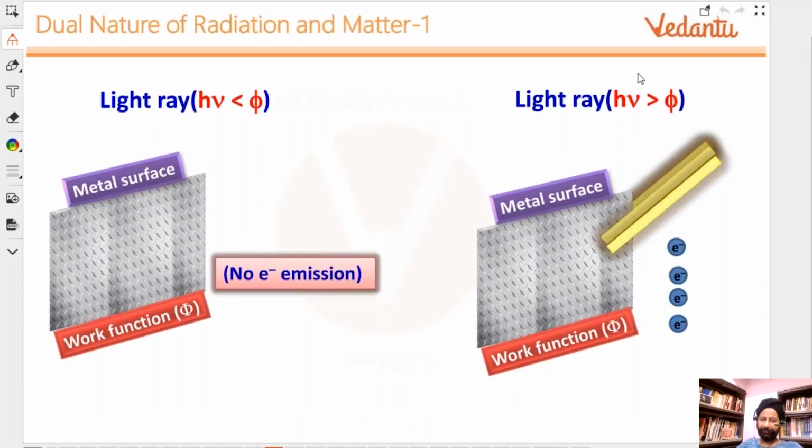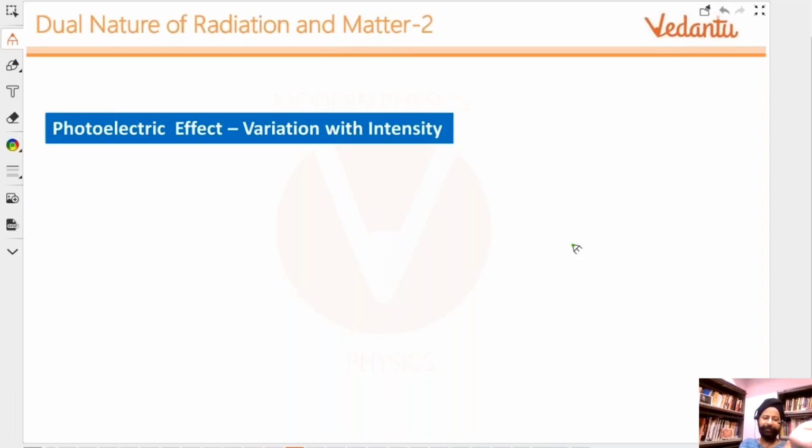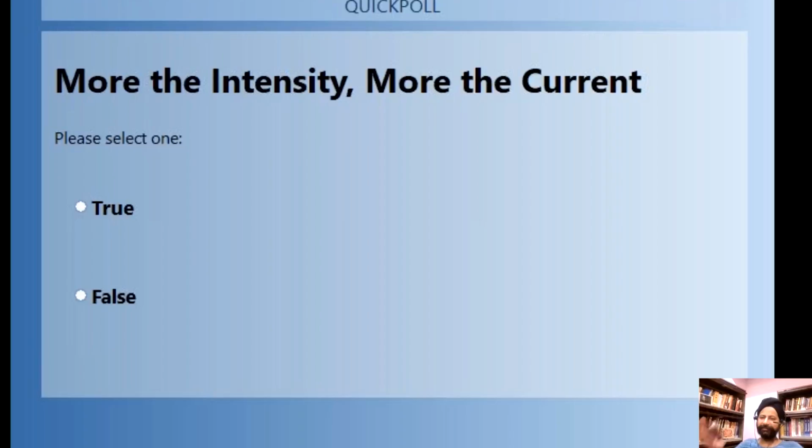So work function, whatever it was. In the first case, the light ray has energy h times frequency, and the energy of the photon is less than the work function. No electron is emitted. In the second scenario, there is enough energy. Electrons are emitted. You can see these are emitted here. Variation with intensity. Does everybody understand how the intensity would behave? Let me ask a question based on common sense or intuition. More intensity, more current, means more electrons will be emitted? Yes or no? If the intensity of light is more, are more electrons emitted or not?